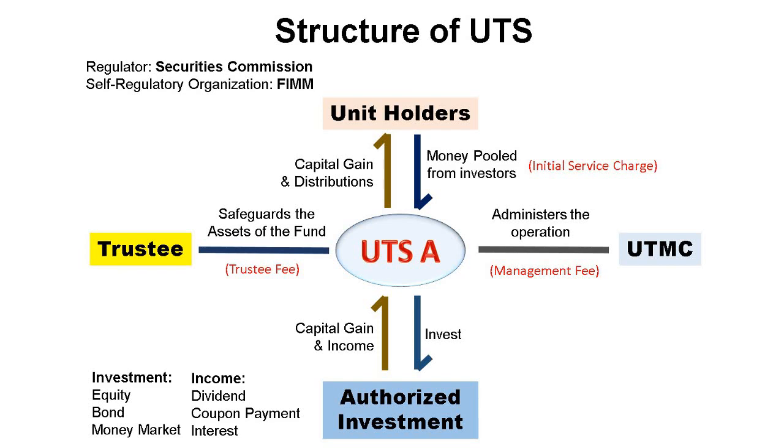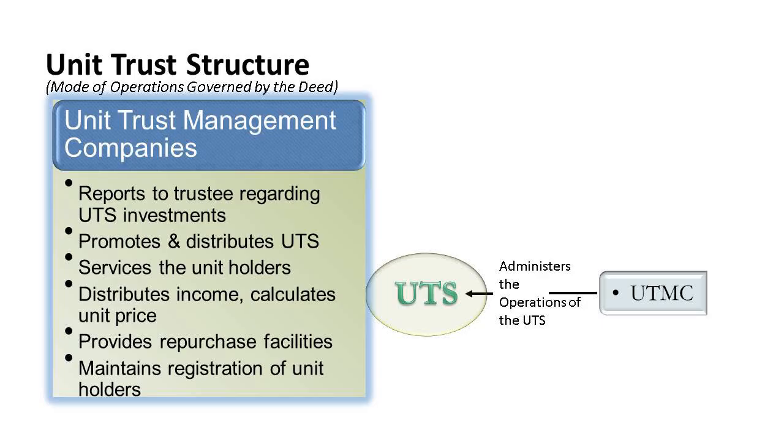If they are only a Malaysia fund, they buy Malaysian companies only. They cannot, as a China fund, go and buy Australia. Not allowed. Unit trust management companies, what do they do? They are the ones who handle the buying and selling. They will report to the trustee on the investment.